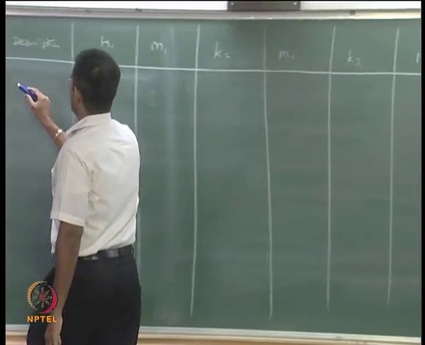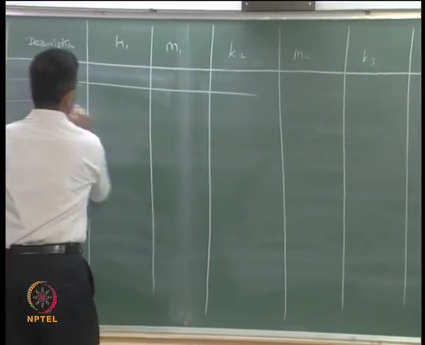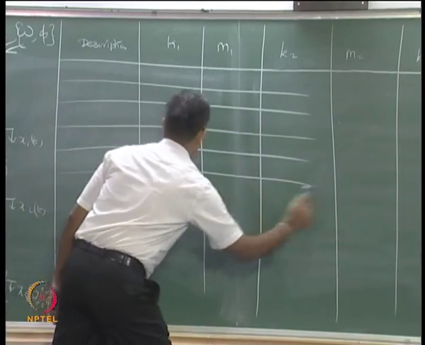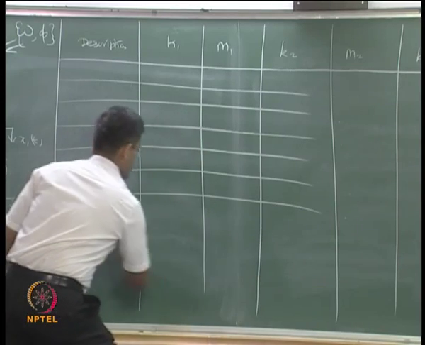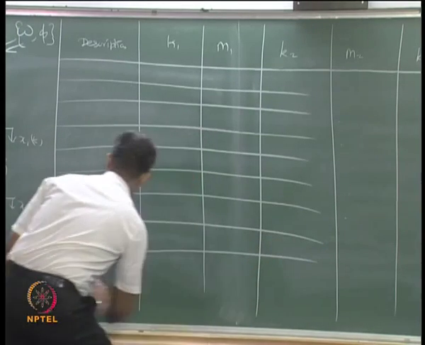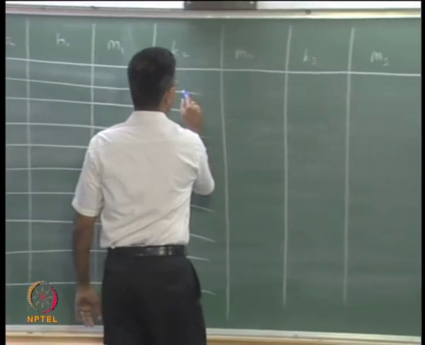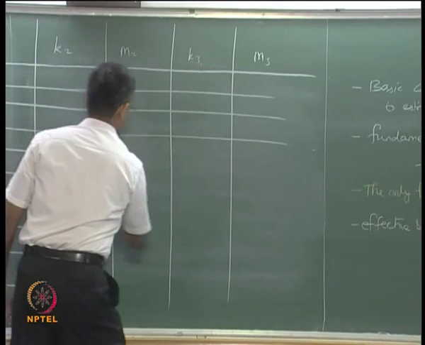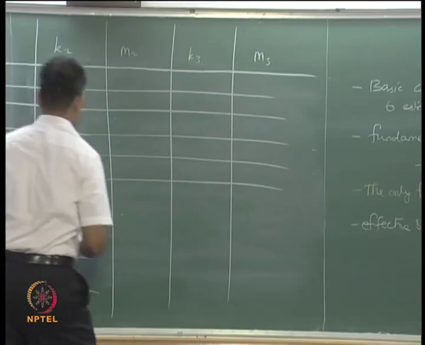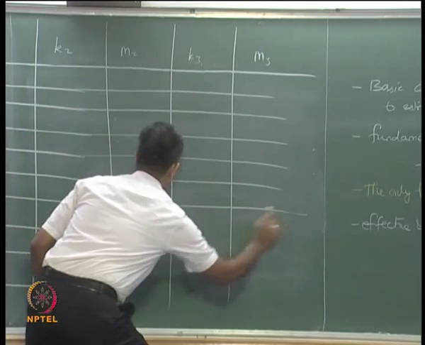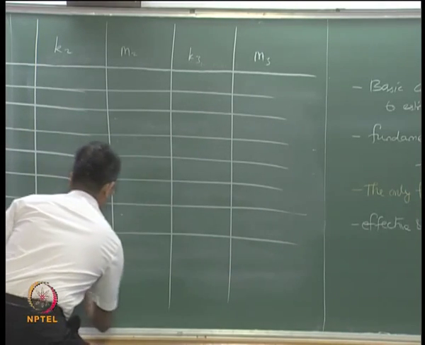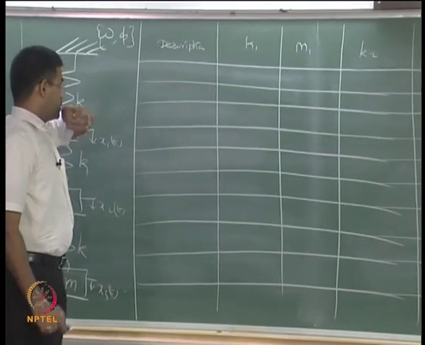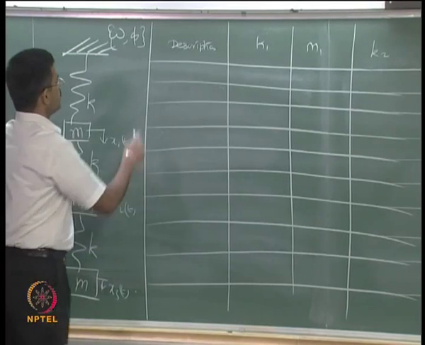So let me first draw some lines of the table. So what I am going to do here is, I am going to assume the deflection.